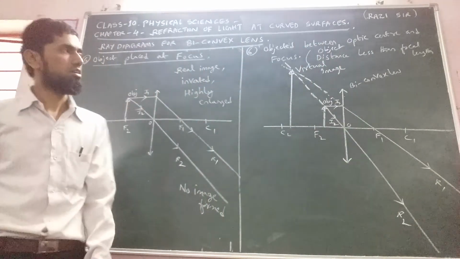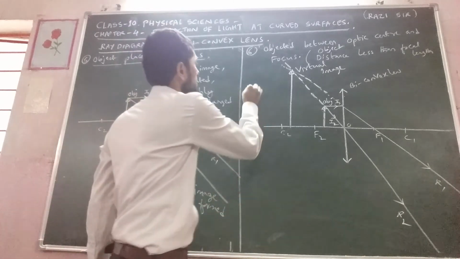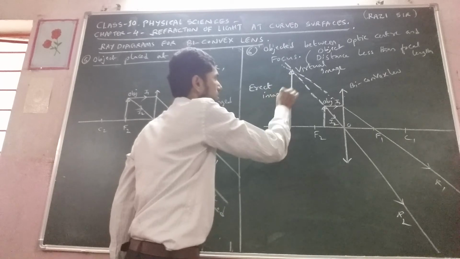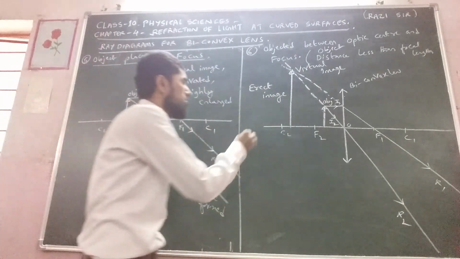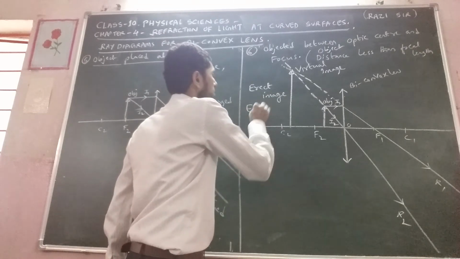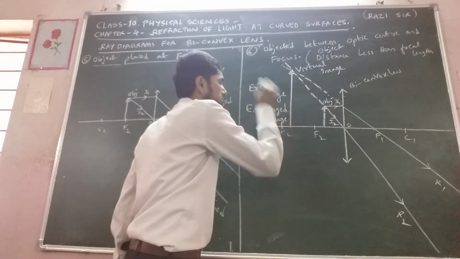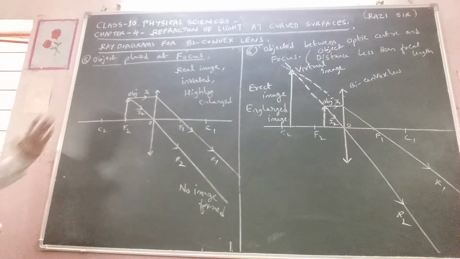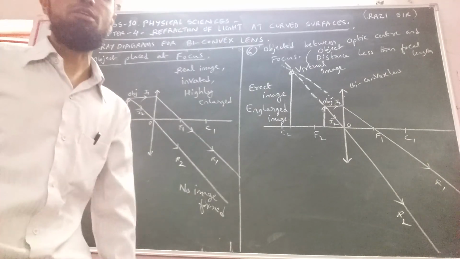Characteristics of the image: virtual, enlarged and straight. When it is a straight image, we call it an erect image. Virtual, erect image, and also it is very big. Simply we call it an enlarged image. So these are the characteristics of the images formed when the object is placed at various positions in front of a convex lens.